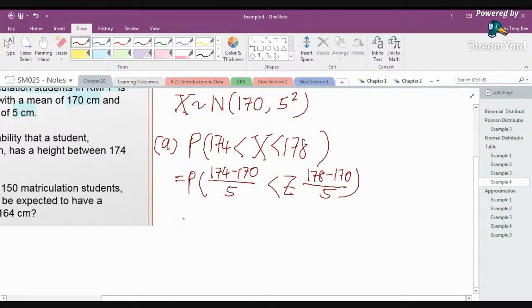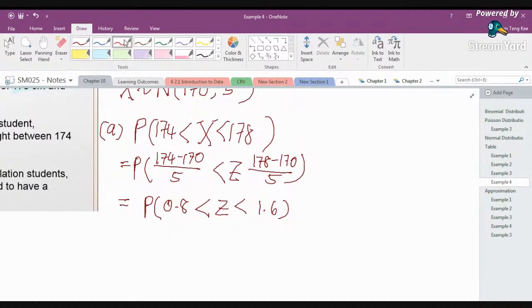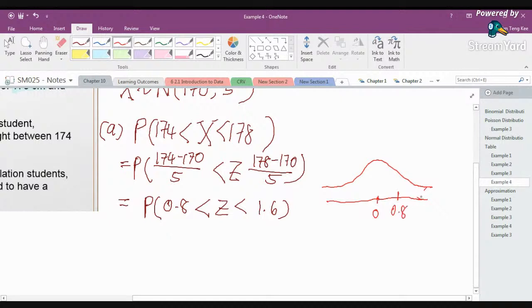As a result, what I have here is P. When I simplify, I have 0.8 less than z less than 1.6. Come up to here. Maybe we can have a quick look on the diagram. How do the regions look like? So here is 0, 0.8, 1.6. This region shaded in red is the one that we want to look for.